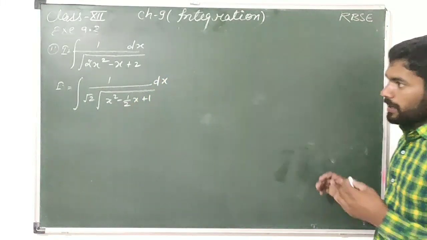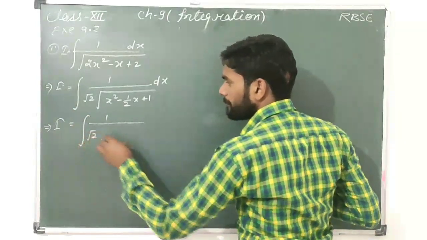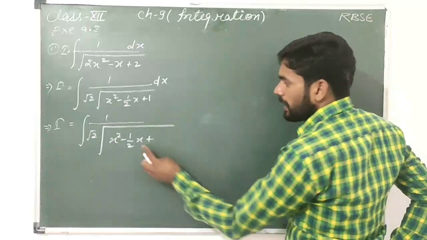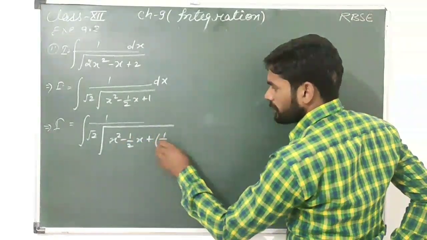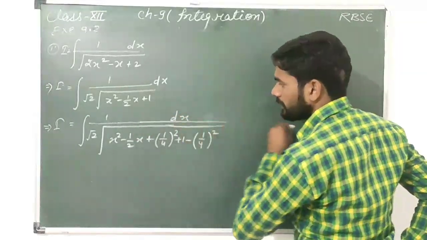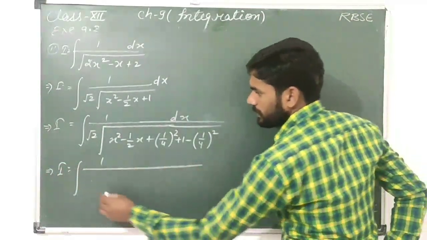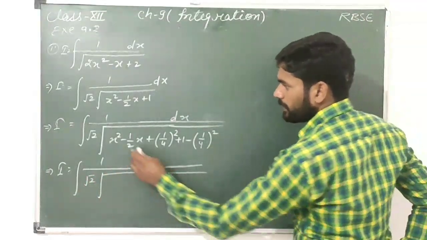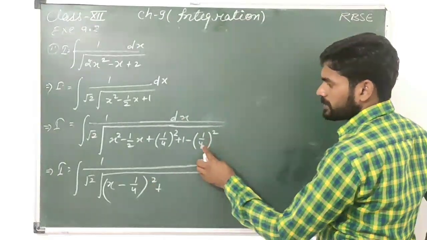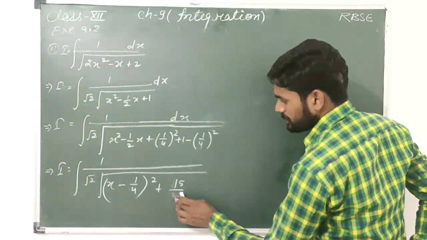This value is also given. For the perfect square method, I is equal to 1 upon root 2, x square minus 1 upon 2 x plus half of this one, which is 1 upon 4. On adding and subtracting, into dx. I is equal to 1 upon under root 2. Therefore, x from here, minus from here, 1 upon 4, whole square plus 1 upon 16, 16 minus 1, 15. Under root, 15 upon 4, 15 upon 16.